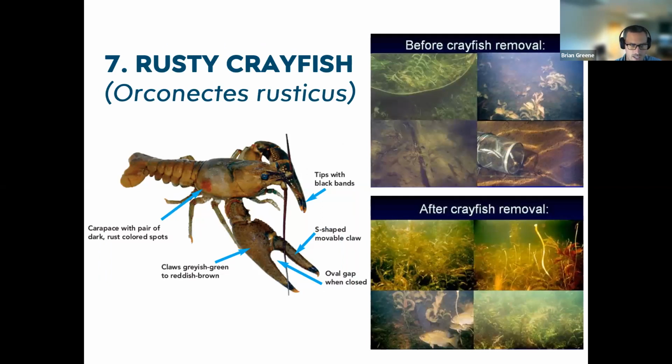Rusty crayfish is another invasive species that we don't have a lot of information on. We don't have reports of it in our Adirondacks, but it is kind of a cryptic species. There are native species of crayfish, so people could confuse it. The key characteristic is a rusty spot on the carapace on the back, and claws with black tips that leave an oval gap when closed.